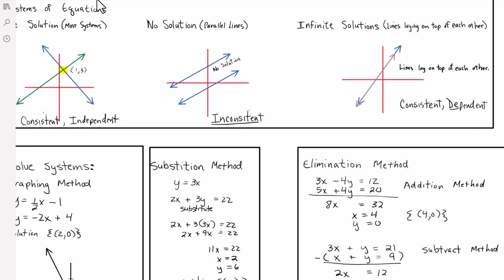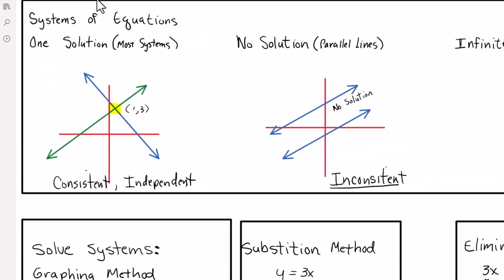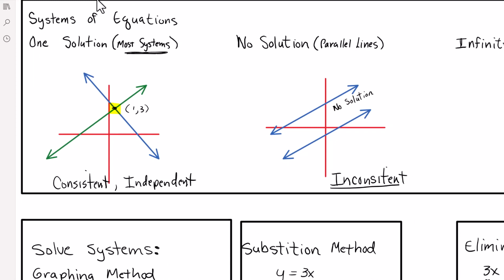Systems. There are 3 possibilities. There's 1 solution, and that's going to be most of the time, where 2 lines intersect. That is the solution set. And these types of systems are called consistent and independent. Okay, then you've got no solution. Parallel lines never intersect, so there'll never be a crossing point. That's called no solution, and that's when lines are parallel.